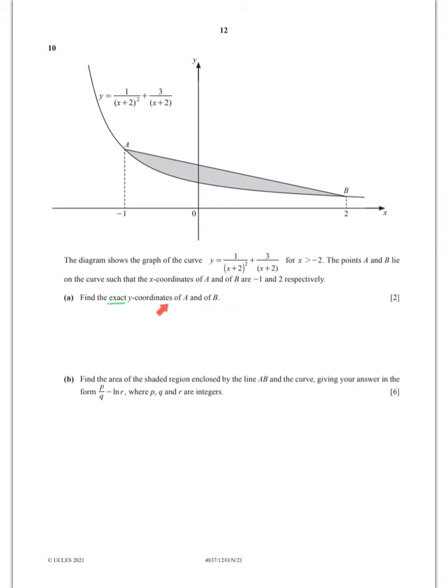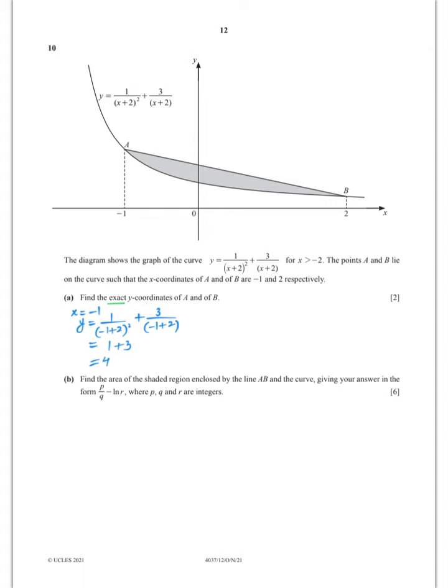So you need to find the y coordinate of A and B. You have the value of the x coordinate, and you have the equation of your curve. So it's very simple. You need to place the value of the x coordinate into this equation. When I place x equals minus 1 in that equation, I get the y coordinate equal to 4, that is your A coordinate.